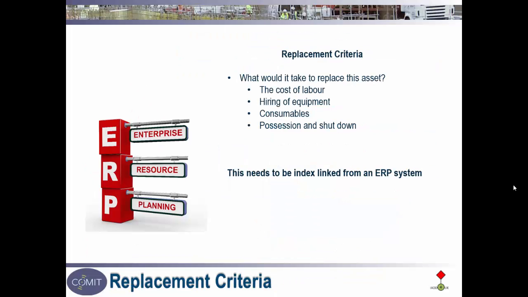You will also need to think about information that won't be on the tips of everybody's tongues, such as the criteria for replacement. This covers things like the cost of labour, hiring of equipment, consumables, and the possession or shutdown costs. Ideally, this is a live link to an ERP system, as it needs to be live, up-to-date information.